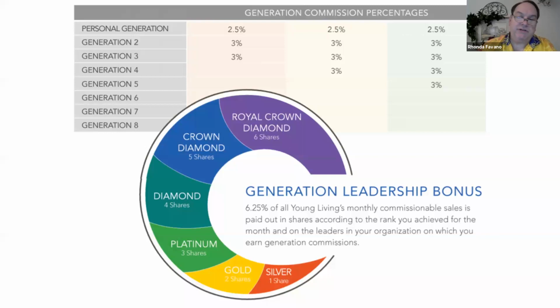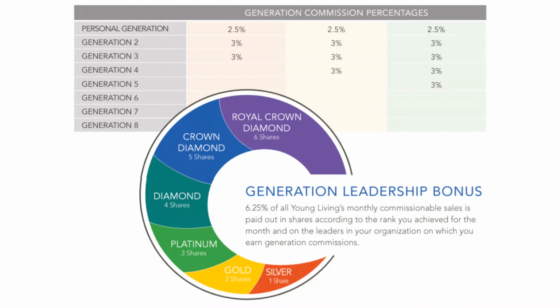But you also receive this generation leadership bonus, which is 1 share. So when you become silver, besides the 2.5% on your overall group volume, you earn 1 share of these commissions, and roughly it's $136 right now. And then you earn 1 share for every silver under you.